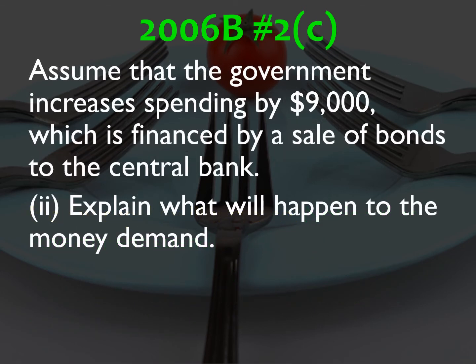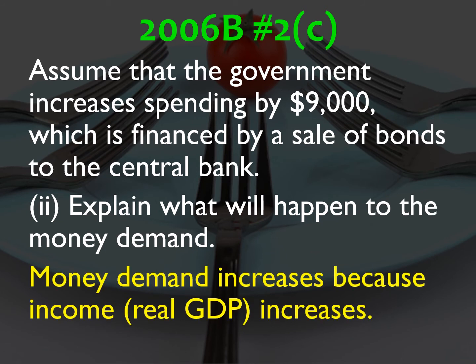What will happen to the money demand? Money demand will increase because income will increase. So real GDP increases. That is one of the shifters of money demand. So money demand goes up.